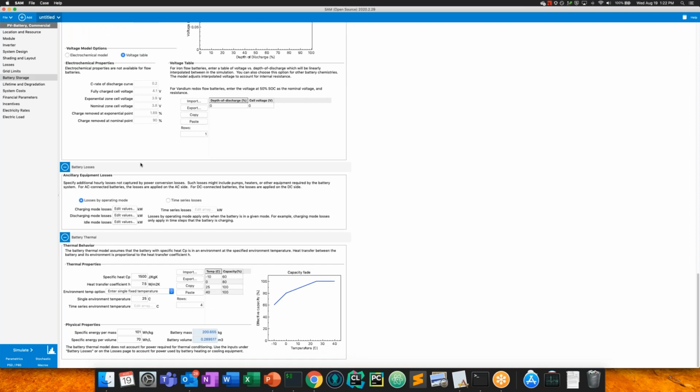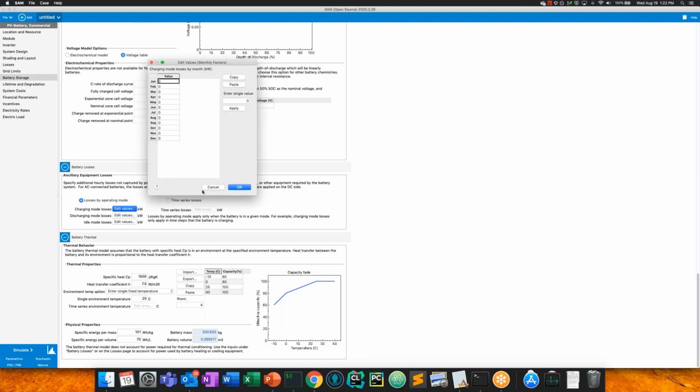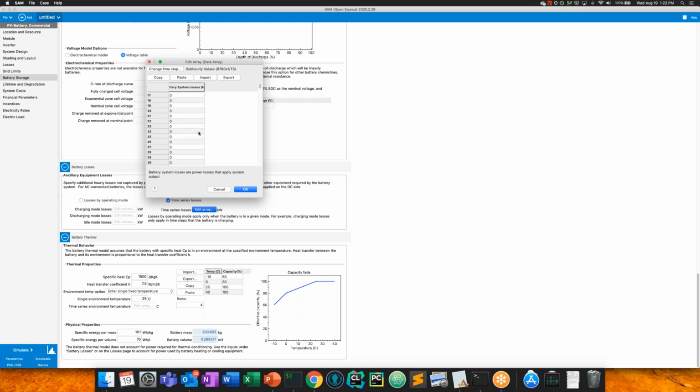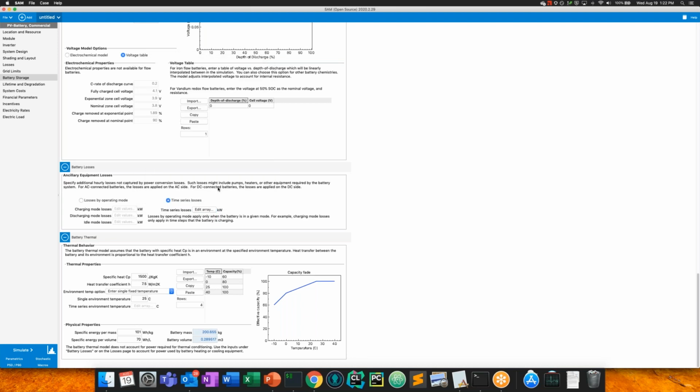Next, we have battery losses. So these are used to specify additional hourly losses that are not captured by power conversion losses. These might include pumps, heaters, or other equipment required by the battery. So you can give kilowatt losses per mode on a monthly basis, or you can give a time series where these will be applied no matter the operating mode.